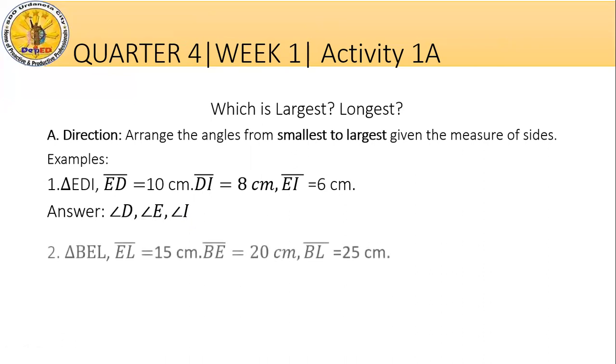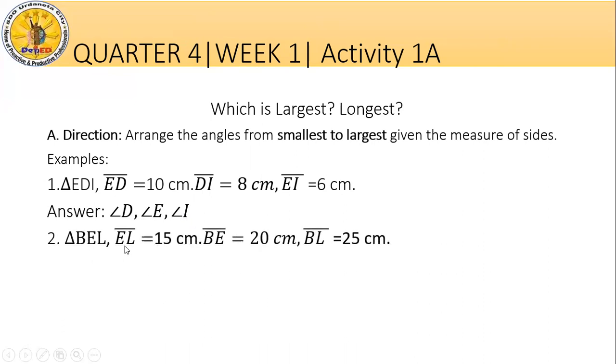Okay? Now let's try number 2. Triangle BEL. EL is 15, BE is 20, and BL is 25. So you look at first the shortest side. The shortest side here is EL. What is the missing letter? That is the angle opposite. It's angle B. Very good. How about here? 20 centimeters, BE. The missing angle is L. And the longest side is 25. Therefore, the largest angle is angle E.